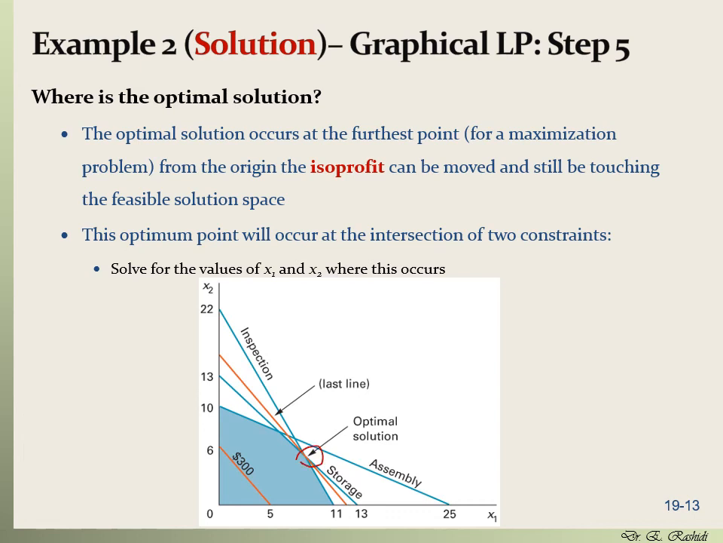This line, this point. So we need to find this point. But how to solve this? How to find this point? We want to find the value of x1 and x2 for this point, the optimal solution. How do we do that?